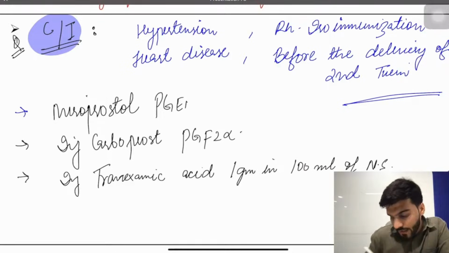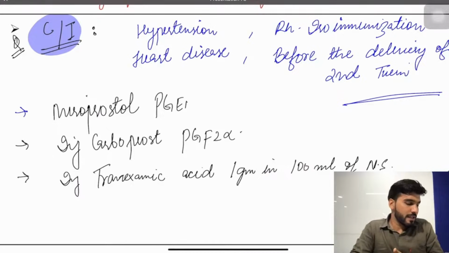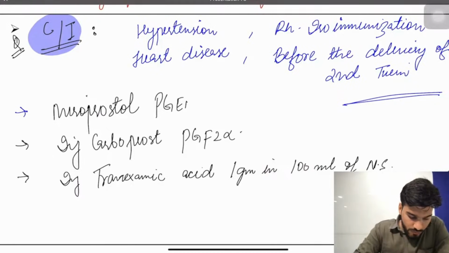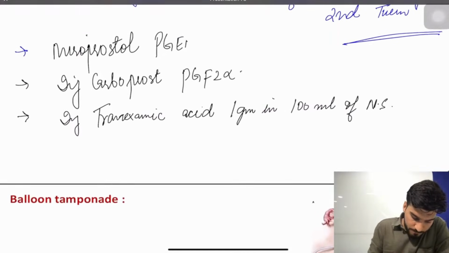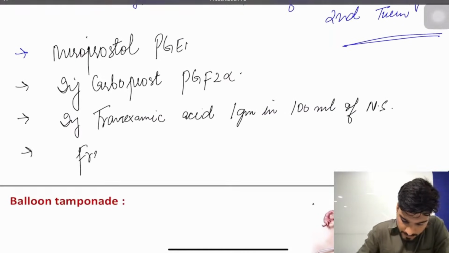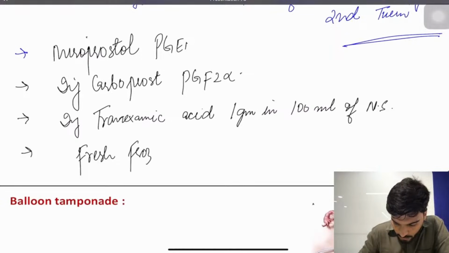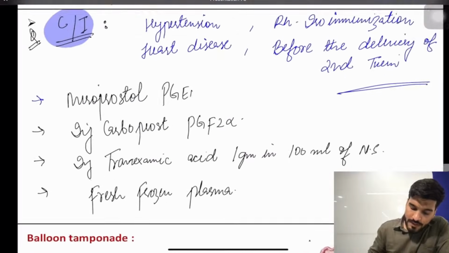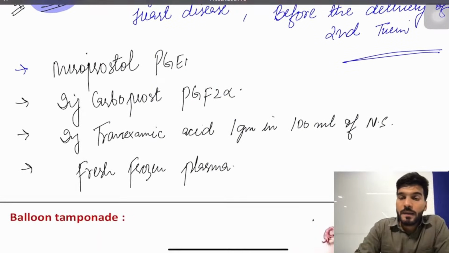It will also stop bleeding. Whenever a patient is having active bleeding, we always give tranexamic acid. So we can use injection tranexamic acid 1 gram. We can also use fresh frozen plasma. My dear students, all these drugs that I have mentioned are the medical management.